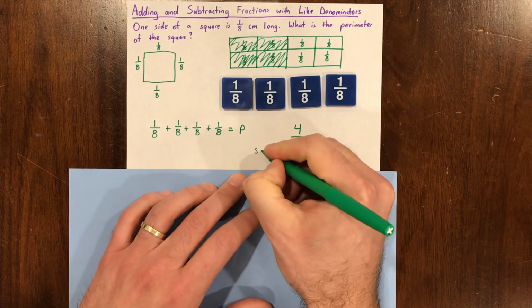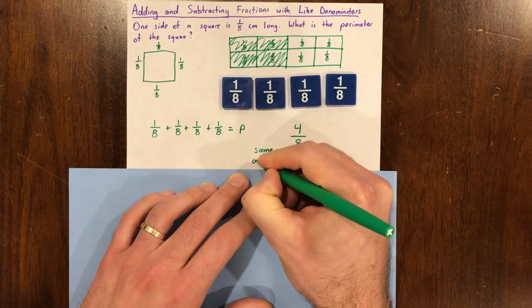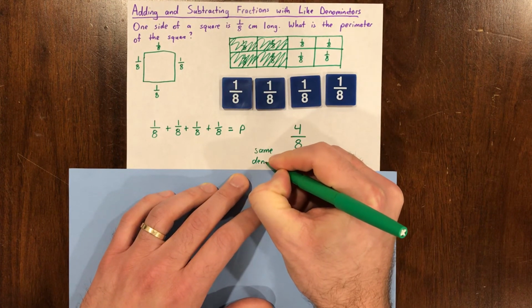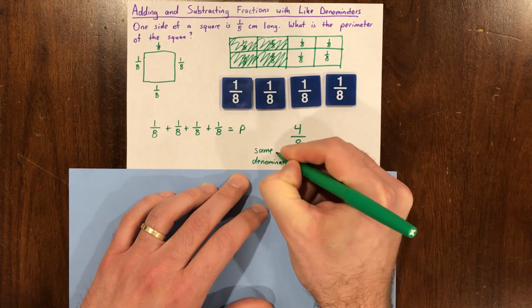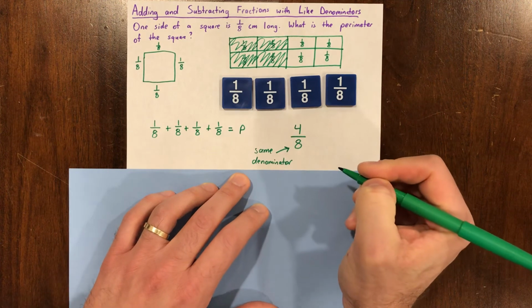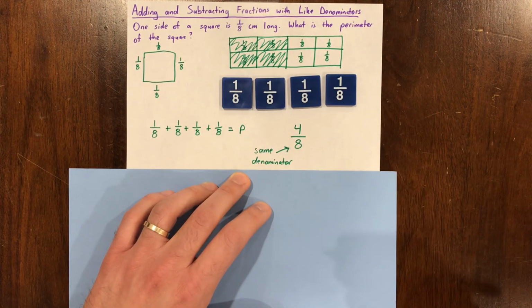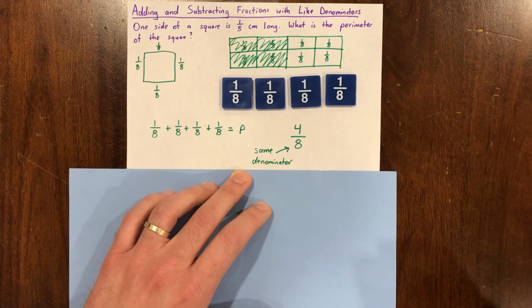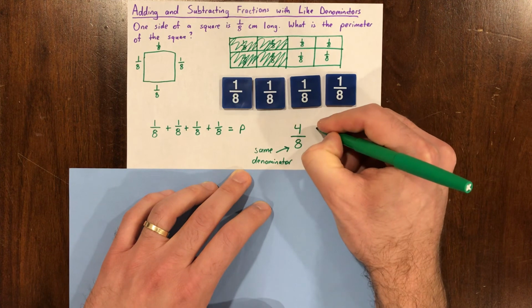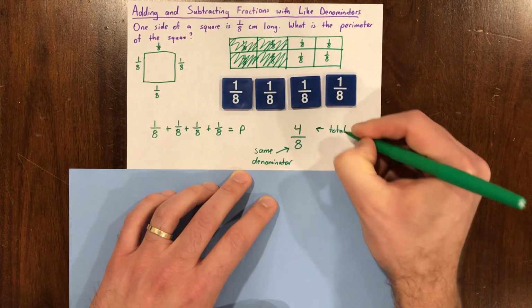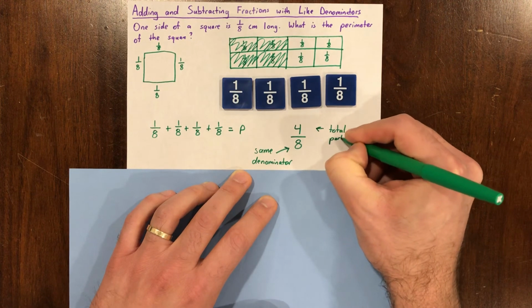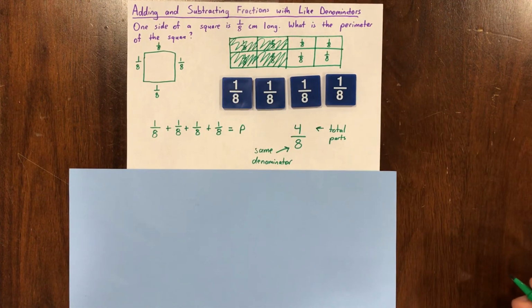I'm going to label that. We have same denominator, and why did that numerator change? Say it out loud. Yeah, that numerator changed because it's telling us now the total number of parts that we have.